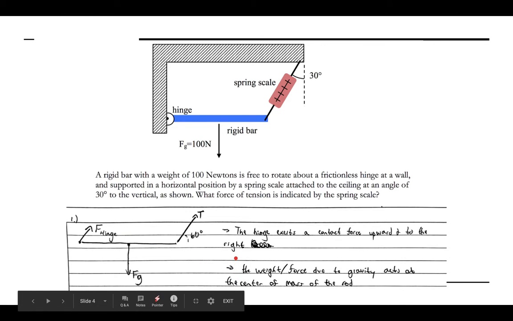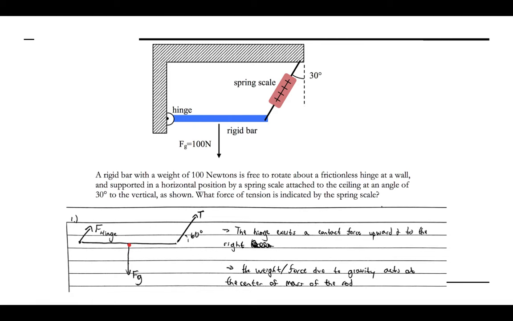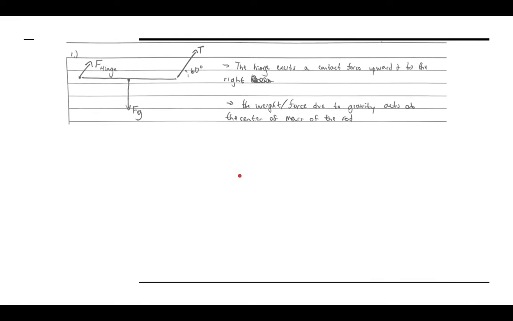This is what our free body diagram looks like. Again, we have the tension acting at a 60-degree angle. We have the force due to gravity of the bar acting at the center. And then we have the hinge force that's pushing upward and to the right to keep our bar from falling down and rotating downwards.